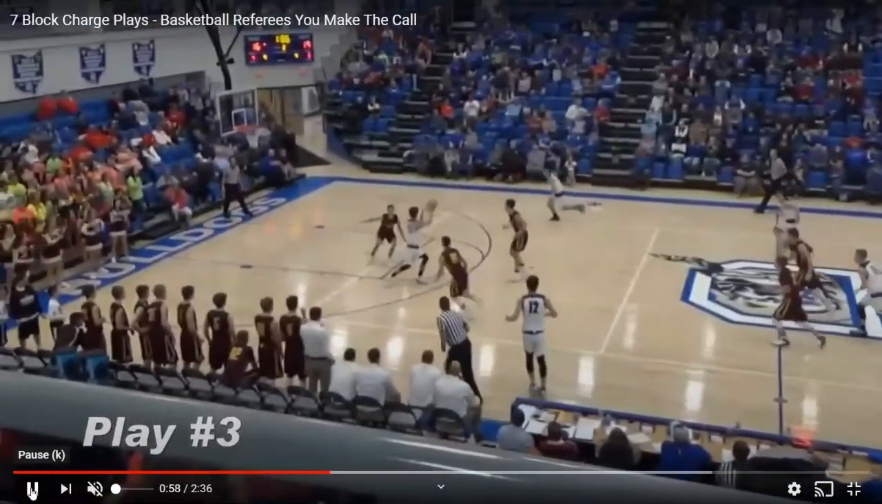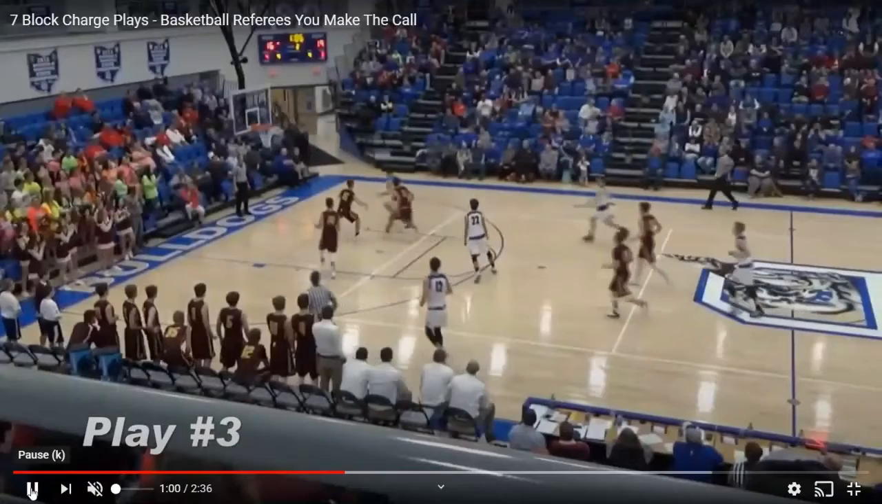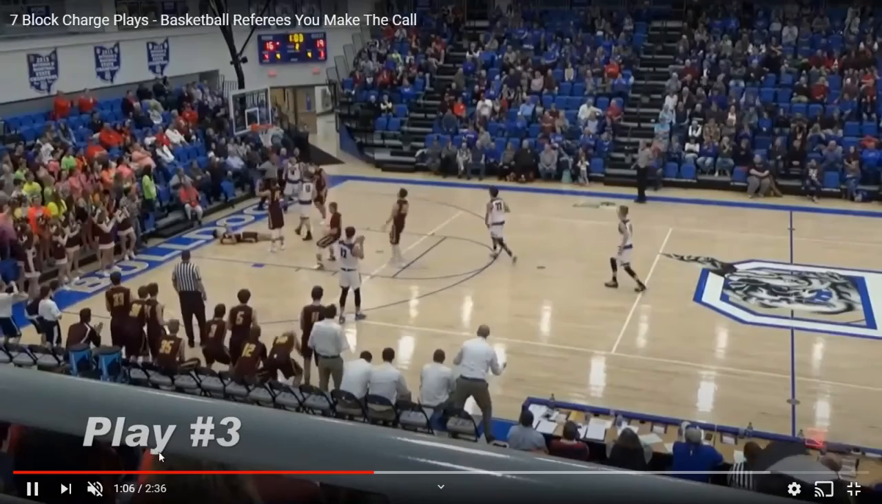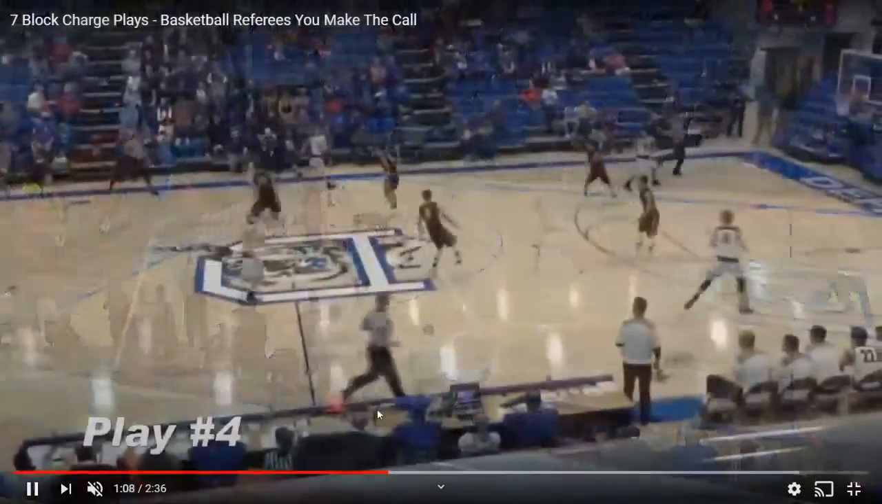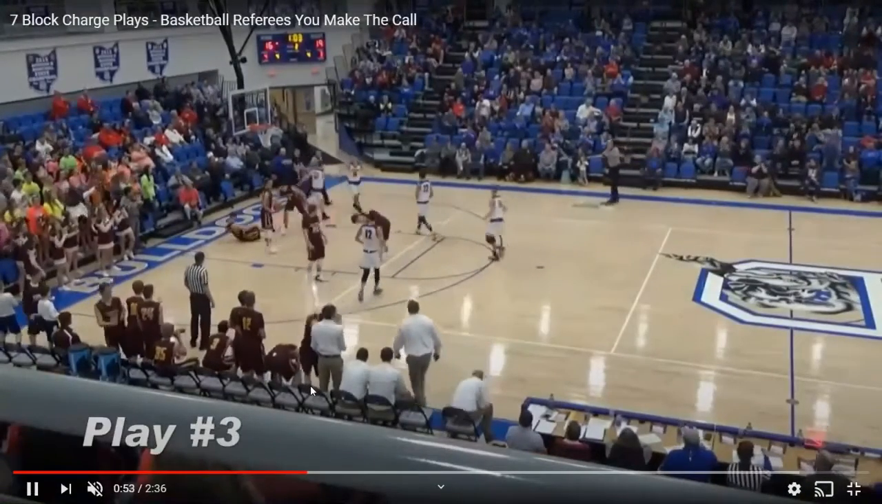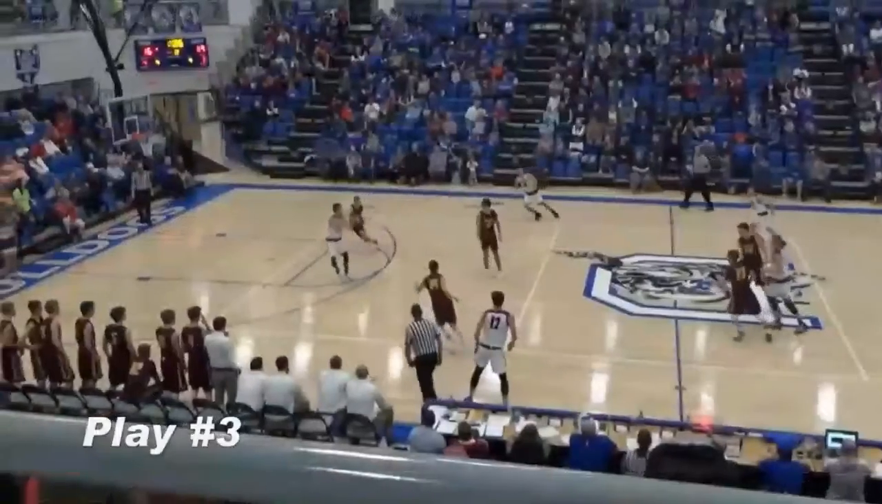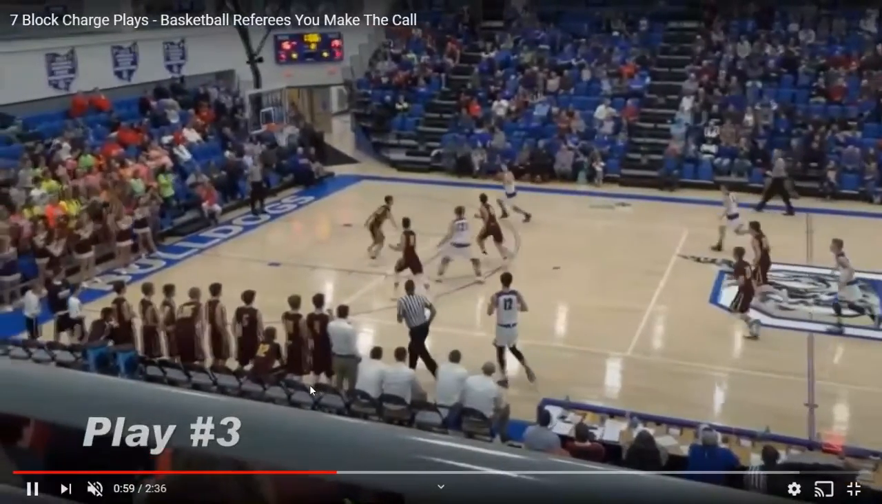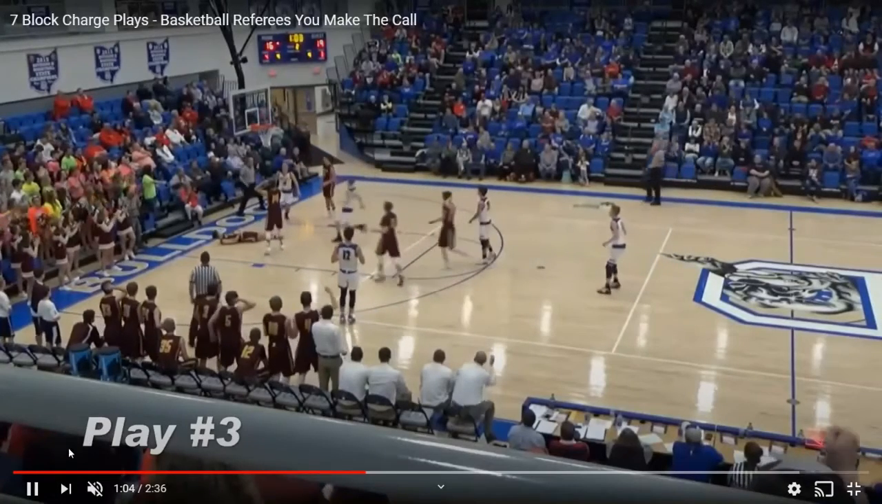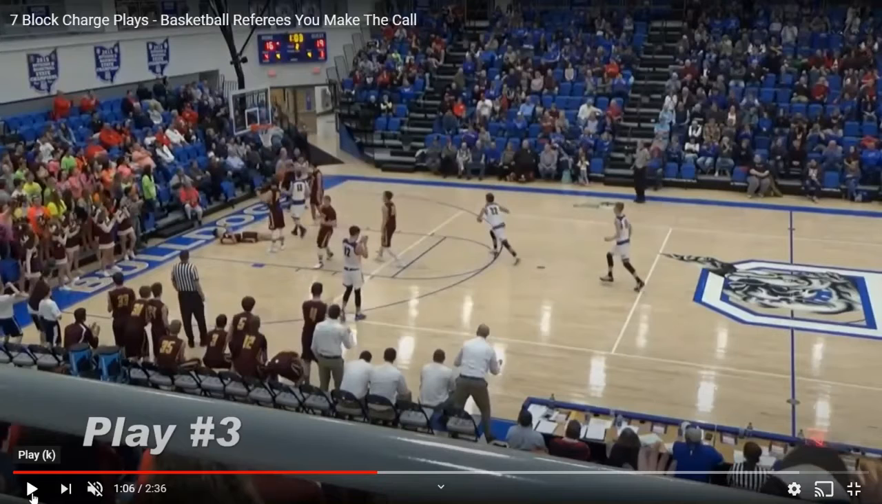All right, so we have pass from the top of the key. Defender trying to go over, doesn't really ever appear to establish legal guard position in front of the white player. I think pretty easy block call, and it comes from the right official. Totally agree here. Again, great positioning, great mechanics. We should be entirely refereeing the defensive players here. And we see that he is still moving to his left to try to get in front of the offensive player to take that charge. I think he gets there late, and I think the correct call was made.